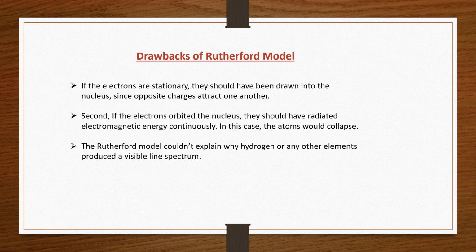First of them was if the electrons are stationary, they should have been drawn into the nucleus since opposite charges attract one another. Second, if the electrons orbited the nucleus, they should have radiated electromagnetic energy continuously. In this case, the atom would collapse. The Rutherford model couldn't explain why hydrogen or any other elements produced a visible line spectrum.